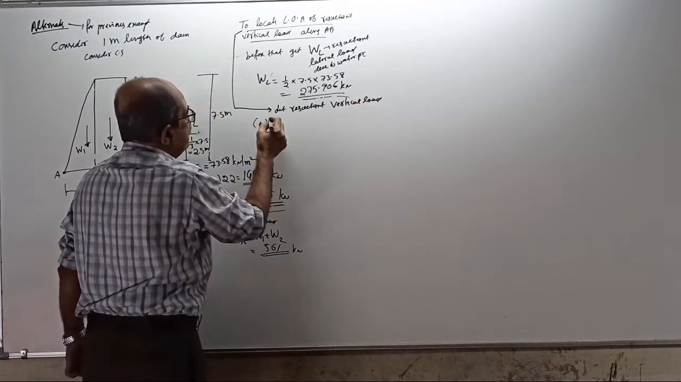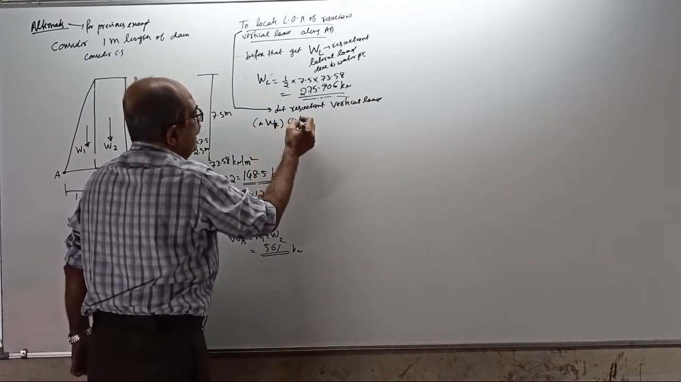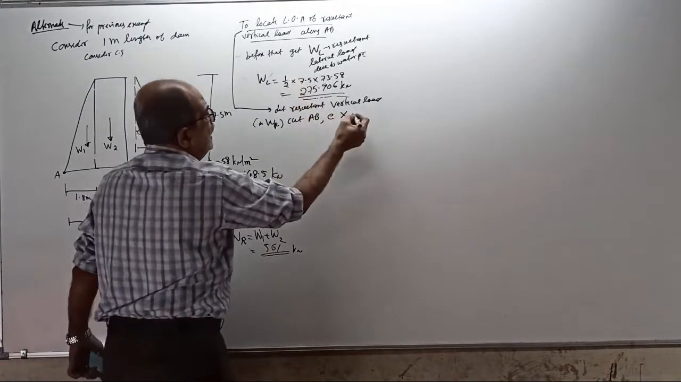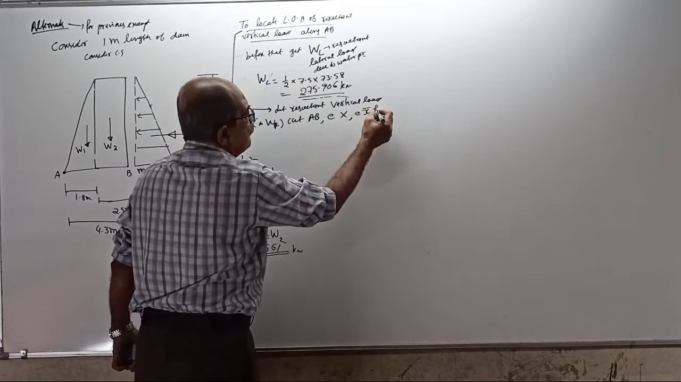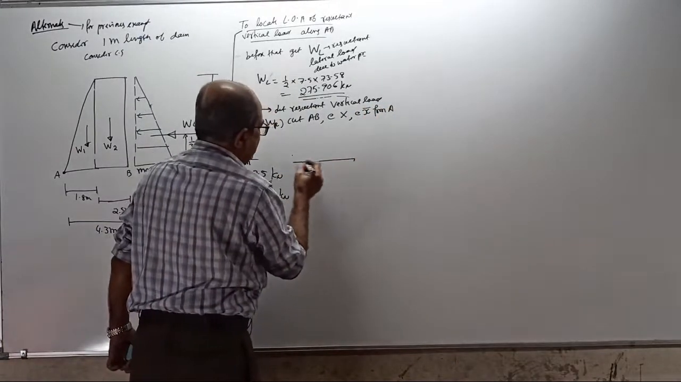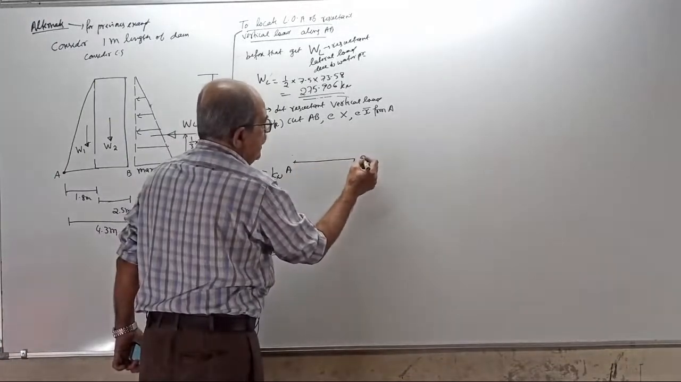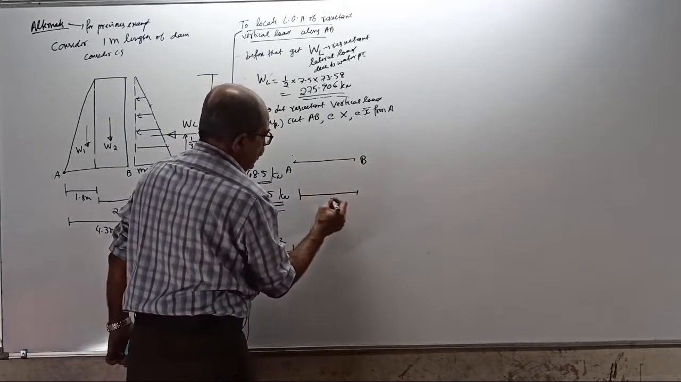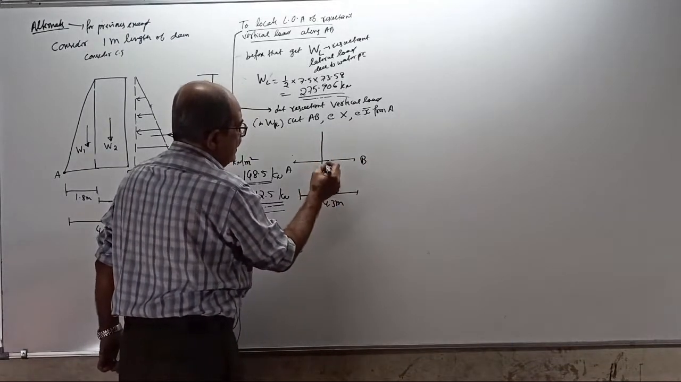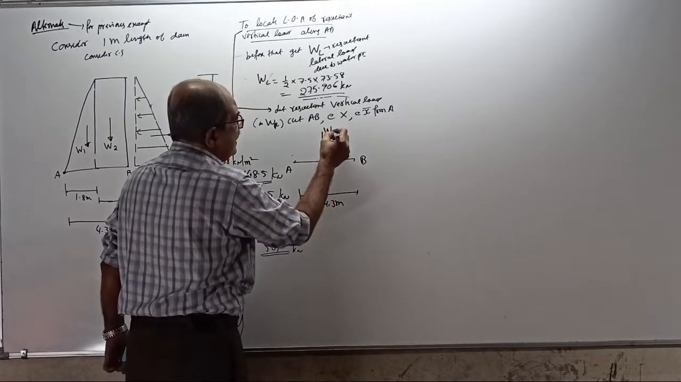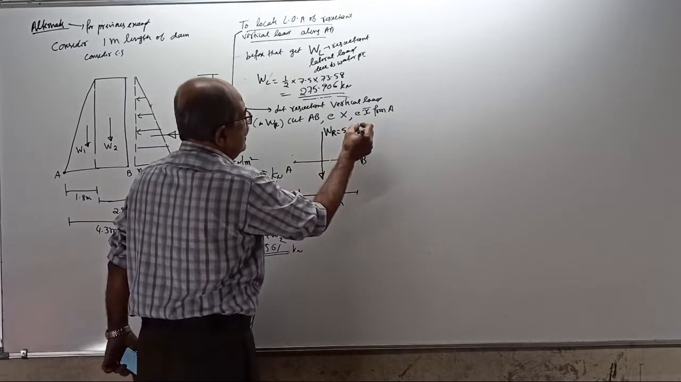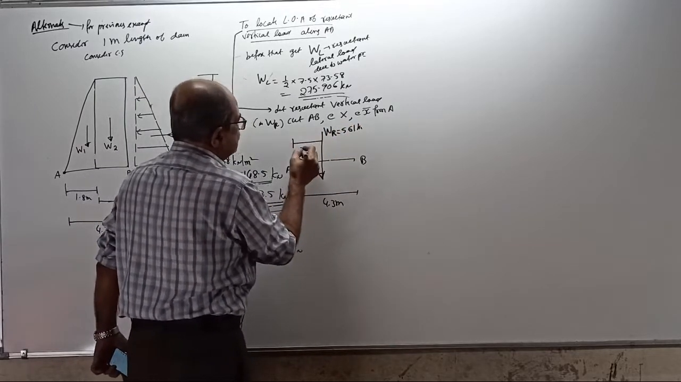Now to locate the line of action of the resultant, let the resultant vertical load WR cut AB at X, at X bar from A. This is point A, this is point B, total length is 4.3 meter. We don't know, so randomly take. The W resultant is 561 kilonewton. Let it cut at X bar from here.